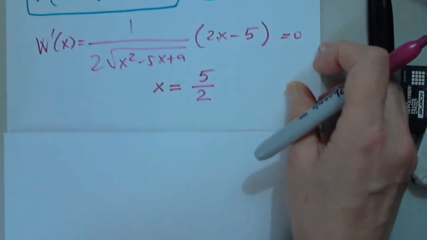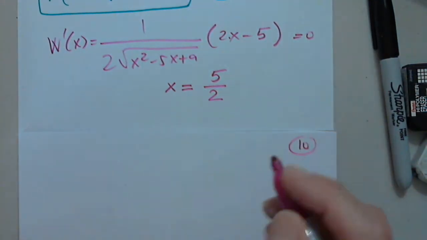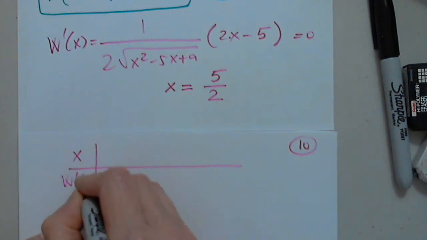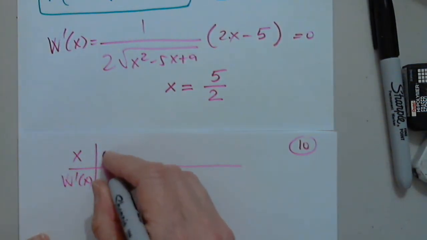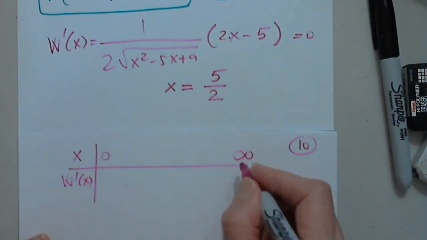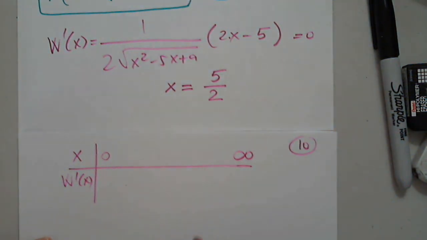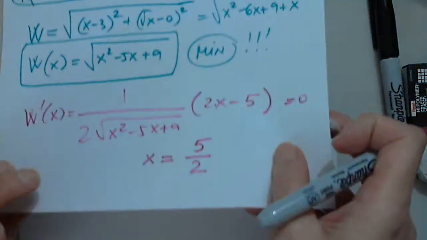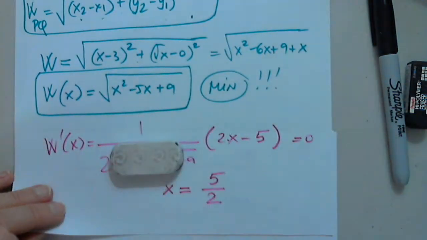Perfect. Excellent. Thank you. So now, I only need to write x from 0 to infinity. That's the domain. And 5 halves and 0, and study the sign. Do I have to study the sign of this piece?